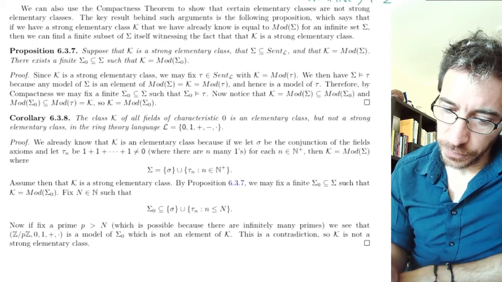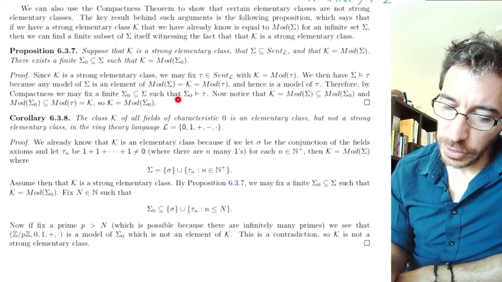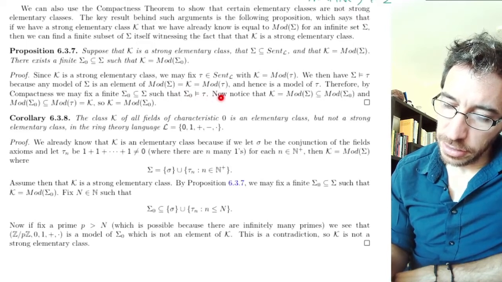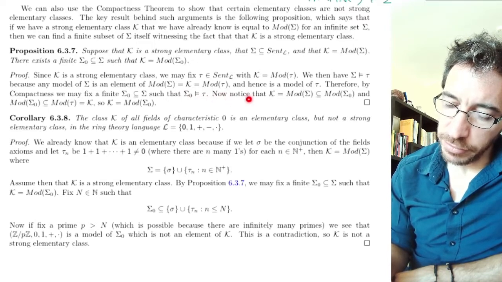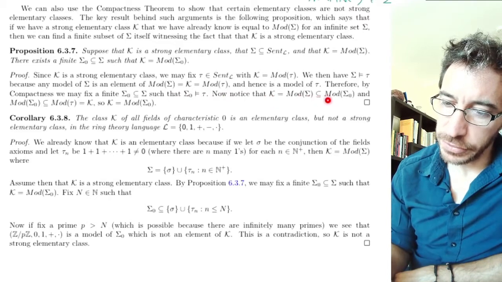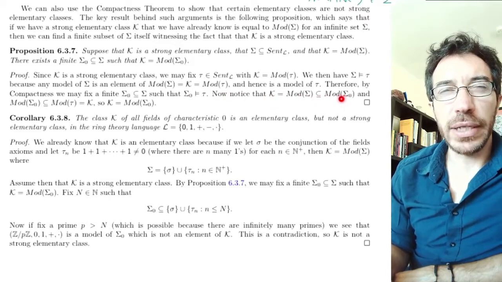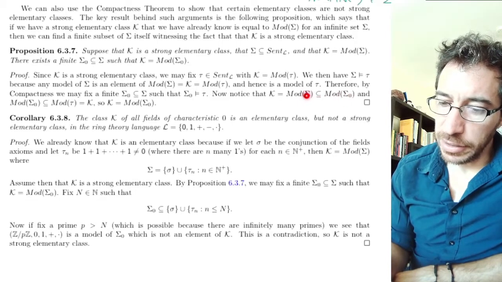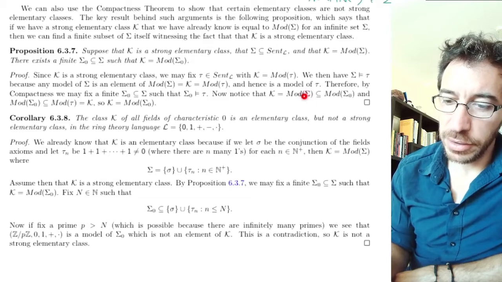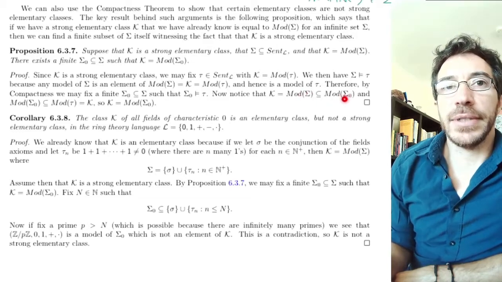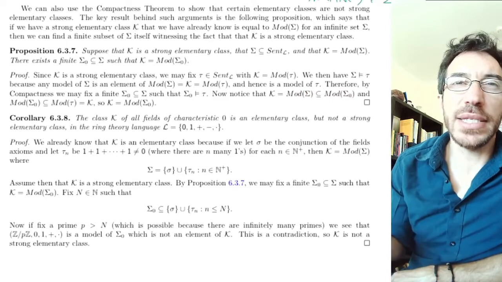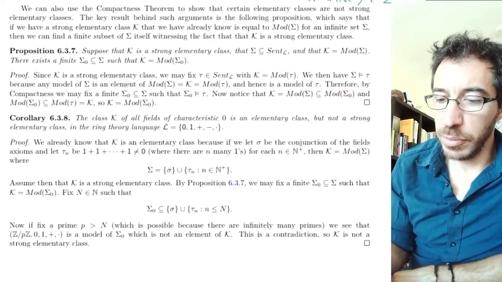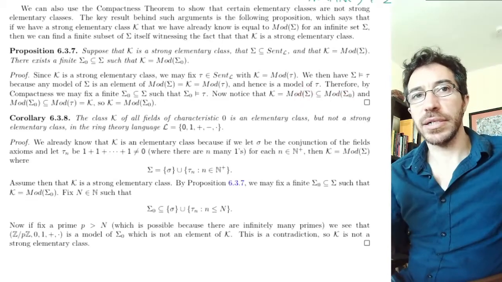Okay, so we have that this finite subset implies tau, and then notice that K, the class of models of sigma, is a subset of the class of models of sigma 0. Why is that? Well, because sigma 0 is a subset of sigma, so if you're a model of everything in sigma, you must be a model of the ones in sigma 0, which are fewer. So it's easier to be a model of all of sigma 0 than it is to be a model of all of sigma, which is a larger set.